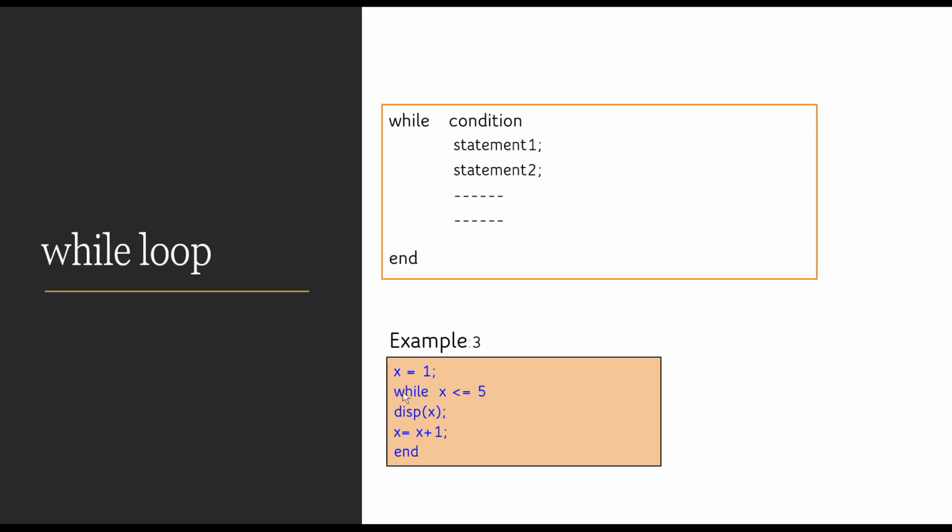To understand it, let's take this example. x assigned 1, okay? This is not part of the while loop, but we need it for the condition.